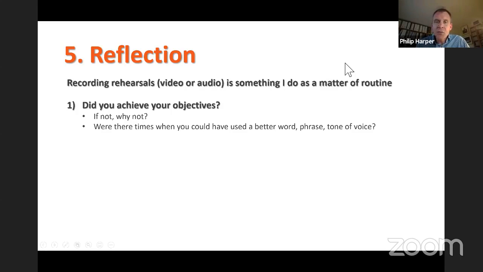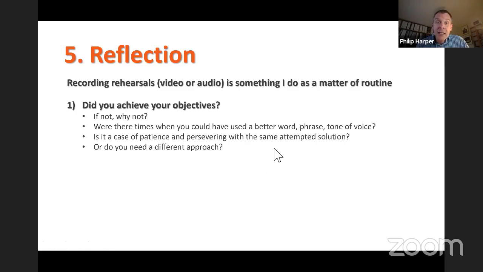Were there times in rehearsal where you could have used a better word or a better phrase or a better tone of voice as a conductor? Certainly in pretty much every rehearsal I do, I can afterwards think of ways I could have phrased things or done things better. Is it a case that you didn't achieve the objective because you haven't allowed enough time yet? Does it just need a bit of patience and persevering with the same attempted solution? In other words, do the same thing next rehearsal and see where you're getting.